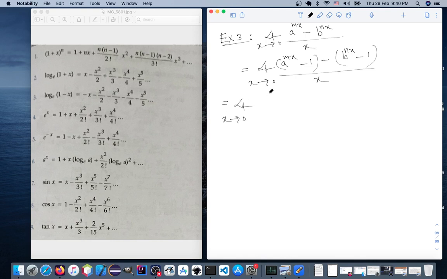if we distribute the limit over the terms, we get the limit of (a to the power mx minus 1) by x minus the limit as x tends to 0 of (b to the power nx minus 1) by x. But for the first limit we need mx in the denominator, and for the second limit we need nx in the denominator. Only then can we apply the standard result. So why not create that mx for the first limit and adjust it?